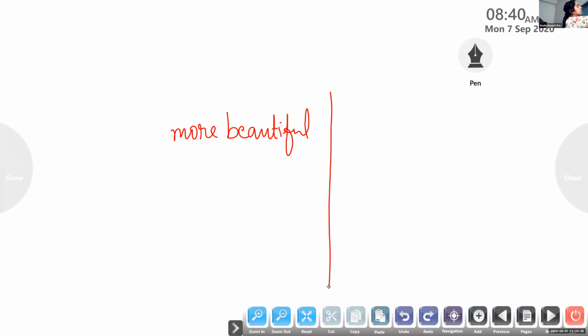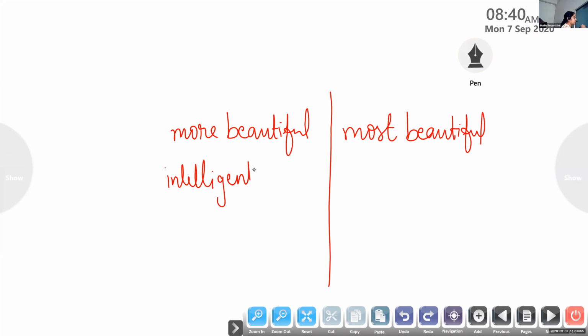It happens only in the case of long adjectives. Another word I'll give you: intelligent. What will be the comparative of intelligent? Will it be intelligenter? No. More intelligent in comparative, and superlative will be most intelligent.